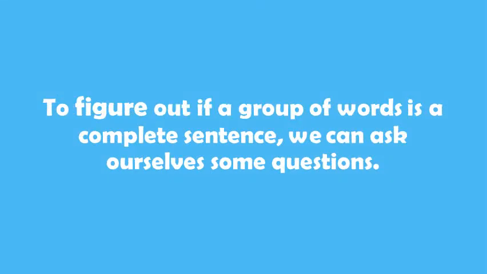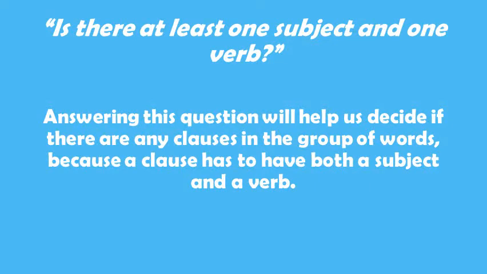To figure out if a group of words is a complete sentence, we can ask ourselves some questions. First, we want to figure out if the sentence has any clauses in it. So we want to ask ourselves the question, is there at least one subject and one verb in this group of words? Answering this question will help us decide if there are any clauses in the group of words, because a clause has to have both a subject and a verb.